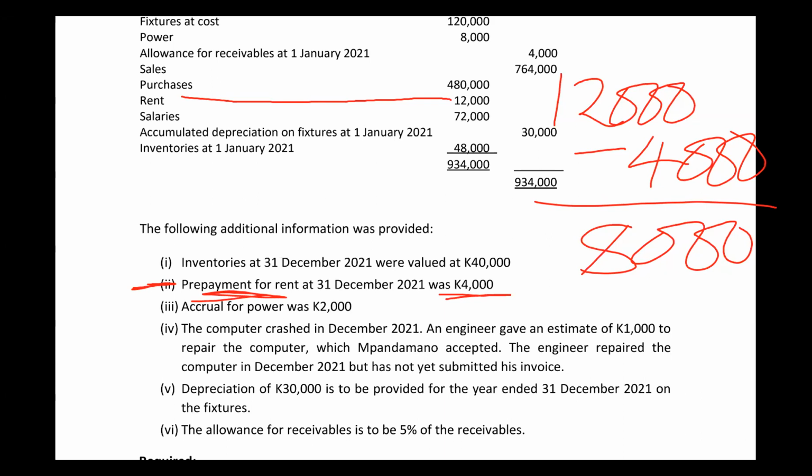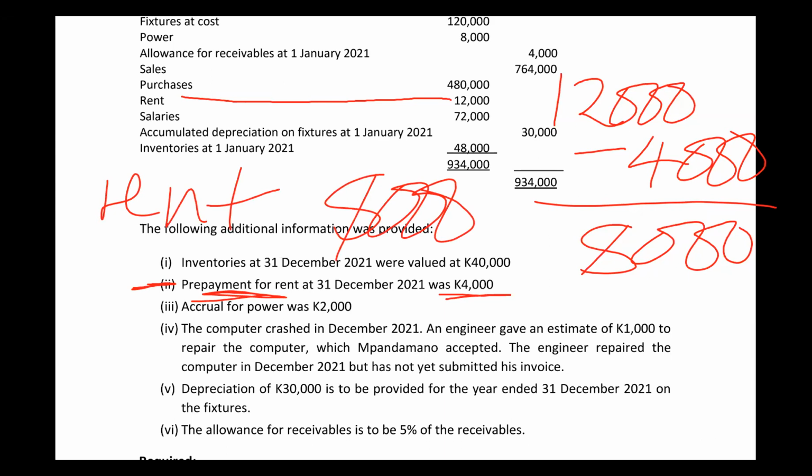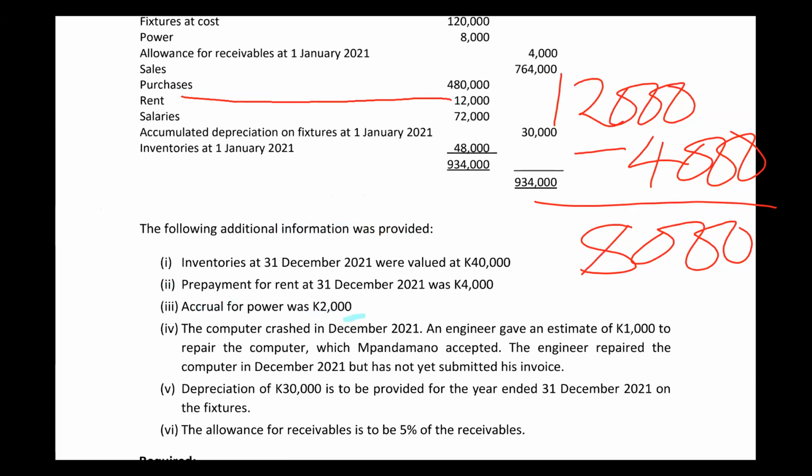If you're not clear, you need to understand the adjustment so that when we go through the solution, you are just moving fast. The learning part is here. This is where you have to learn from. So prepayments are always subtracted. We have said that rent goes under expenses, right? So when you go under expenses and write rent, you will not write 12,000. You write 8,000 because you would have subtracted the prepayment. Is that clear? Yes, sir, it's clear.